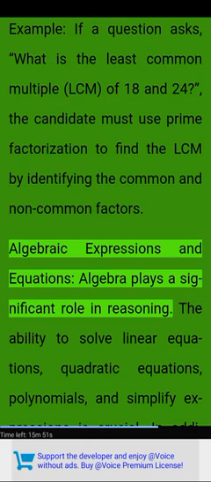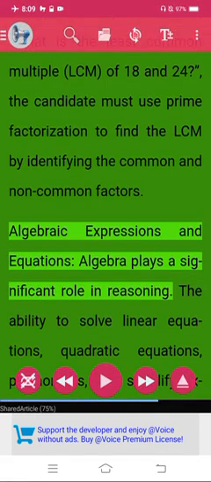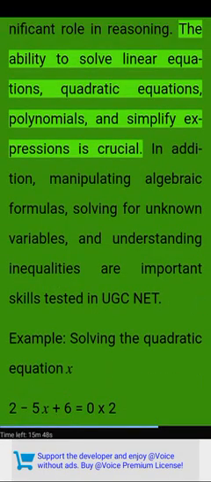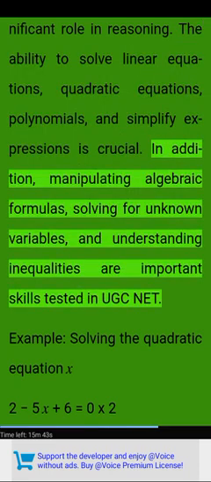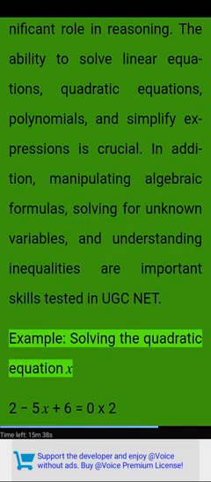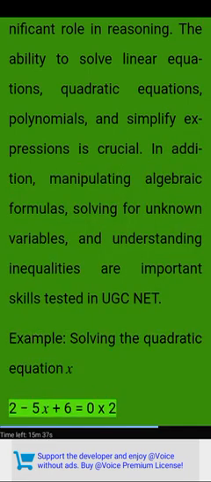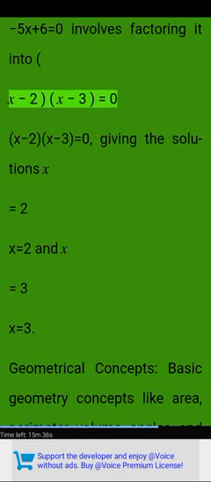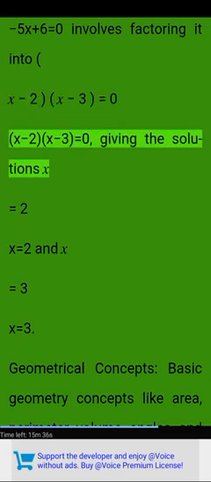Algebraic expressions and equations. Algebra plays a significant role in reasoning. The ability to solve linear equations, quadratic equations, polynomials, and simplify expressions is crucial. In addition, manipulating algebraic formulas, solving for unknown variables, and understanding inequalities are important skills tested in UGC NET. Example: solving the quadratic equation x² minus 5x plus 6 equals 0 involves factoring it into (x minus 2)(x minus 3) equals 0, giving the solutions x equals 2 and x equals 3.